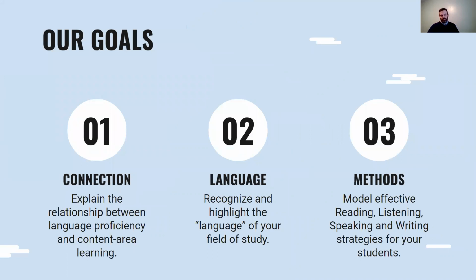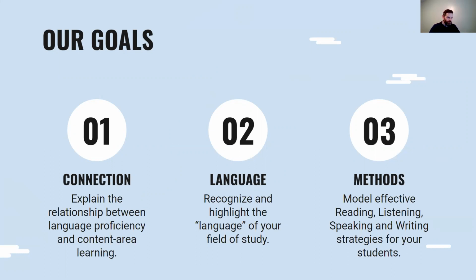We have three main goals for this workshop as part of the Global Engagement Academy. The first one is to help participants recognize the relationship between a student's language proficiency and their ability to learn the content of your courses. The higher that language proficiency, the greater the chances of success in learning the content that you teach.